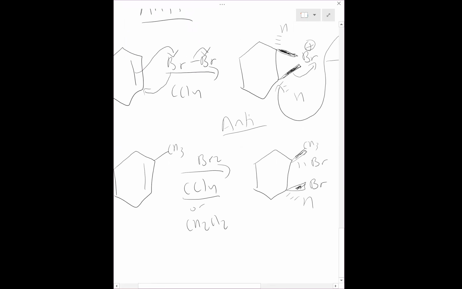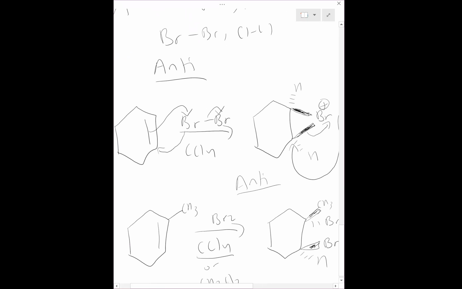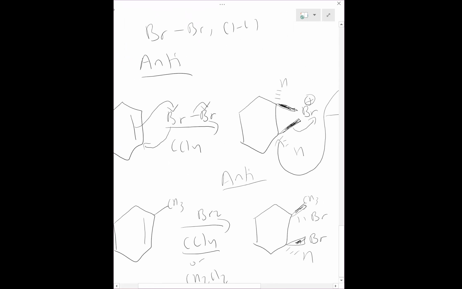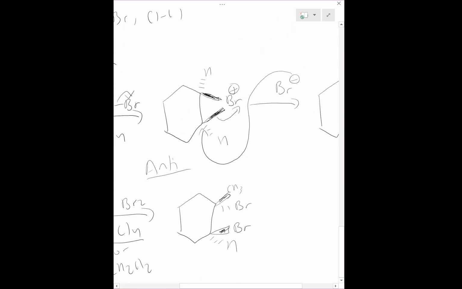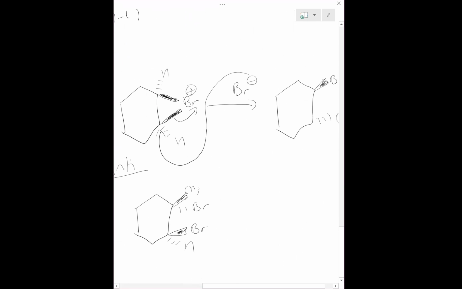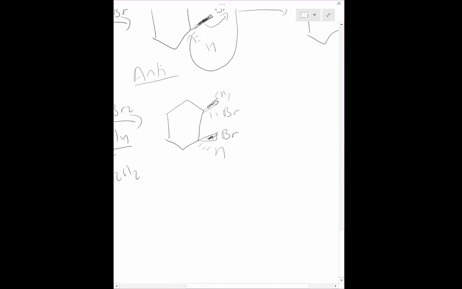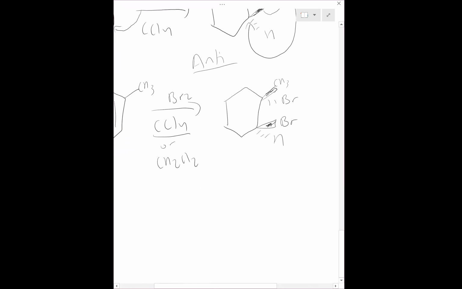I think the mechanism with this really helps you to understand what's going on. It'll make more sense once she goes over it, but again, what's happening is you form what's called a bromonium ion, and then the Br from the other Br wants to attack, and that's how it ends up being anti. As long as the two Brs are anti, it doesn't matter. That's what dictates the stereochemistry.